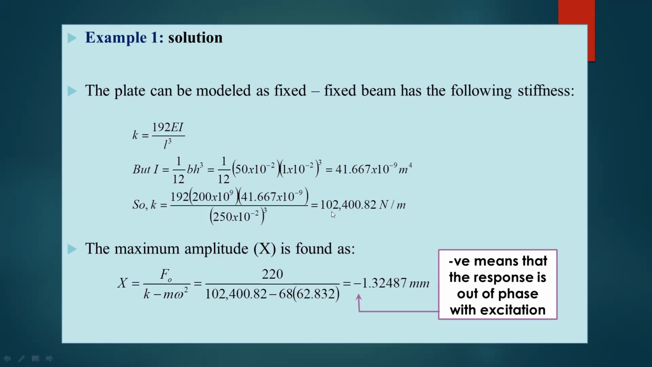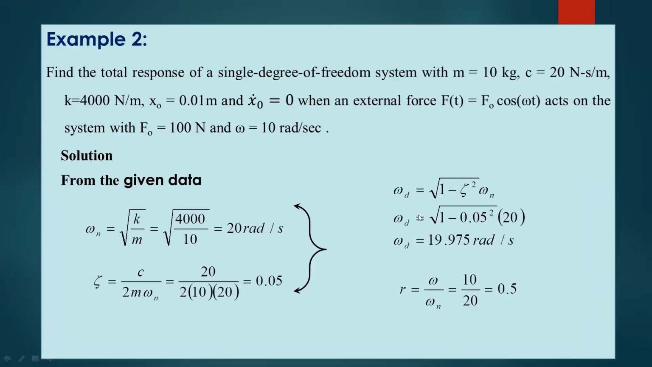So the stiffness of the material for the given system is 102,400.82, and the maximum amplitude X is found as X equals F naught over (K minus M omega squared). From that we can find minus 1.3248. So this negative sign indicates that the response is out of phase with the excitation. Okay, yeah.